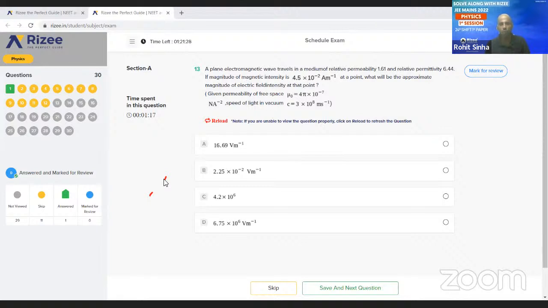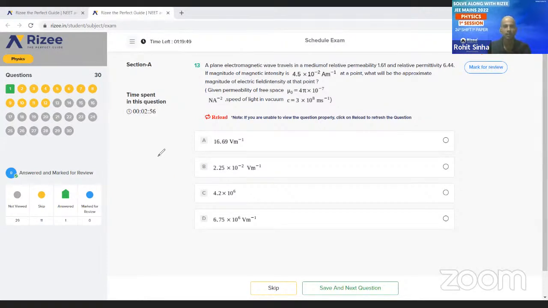value of the electric field intensity. So please try this question once. One hint, I am giving you one hint. Do you remember this formula? Speed of light, c. It is given as 1 by under root.